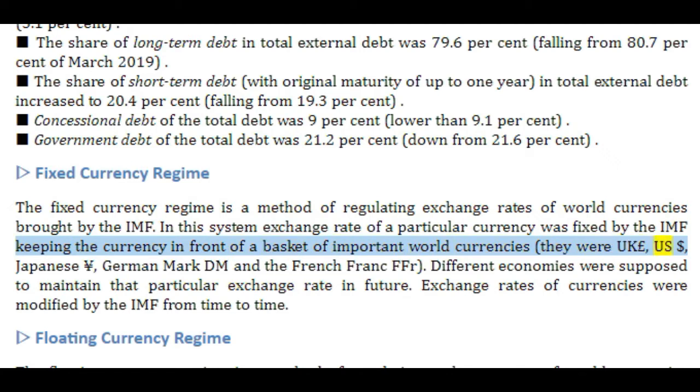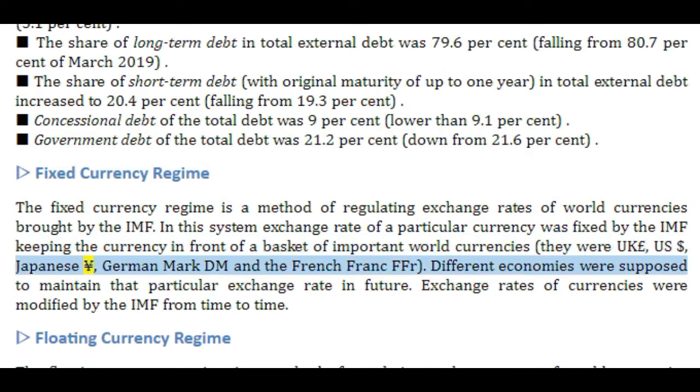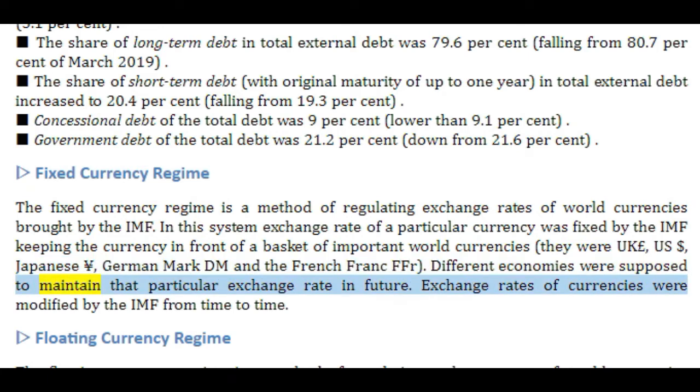They were UK pound, US dollar, Japanese yen, German mark (DM), and the French franc (FFR). Different economies were supposed to maintain that particular exchange rate in future. Exchange rates of currencies were modified by the IMF from time to time.